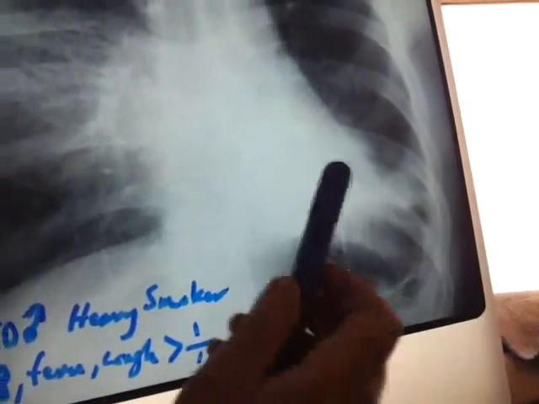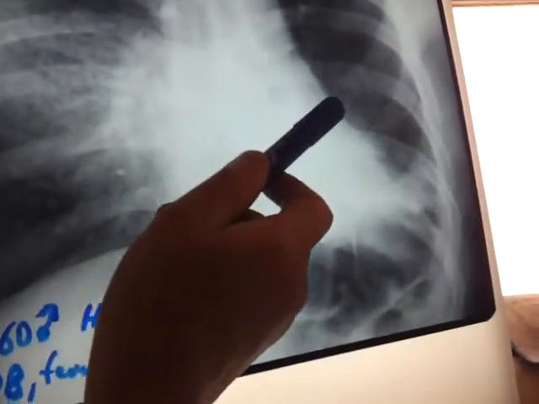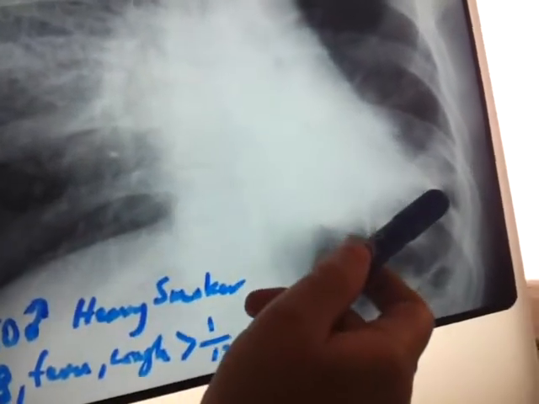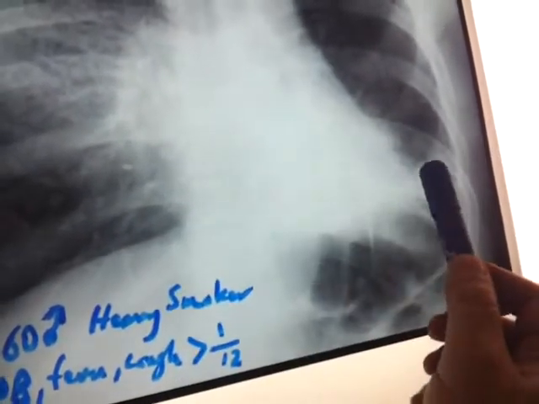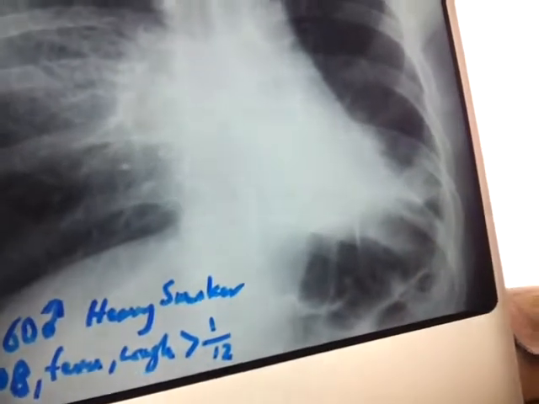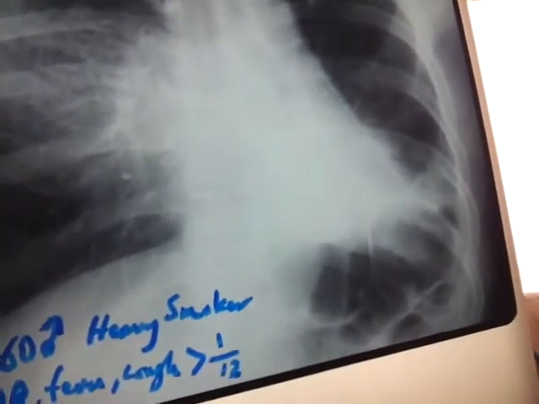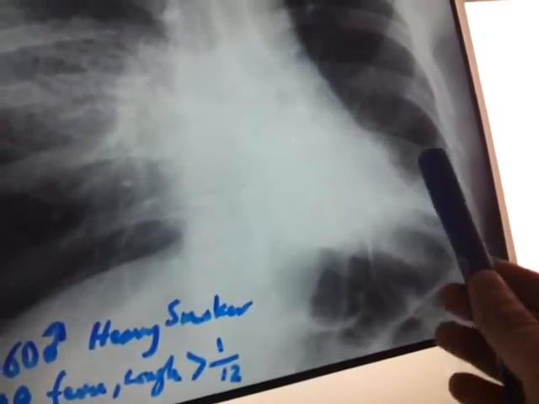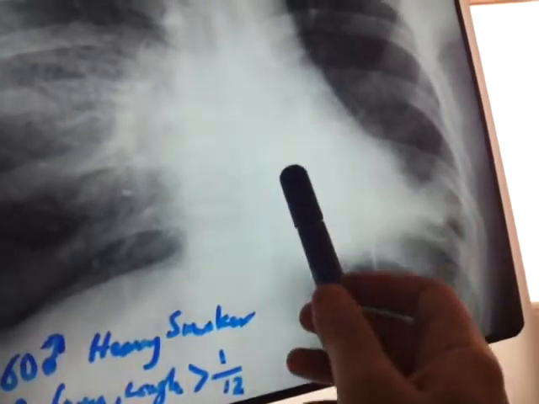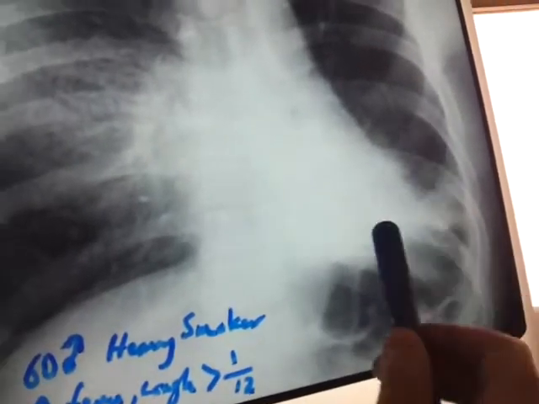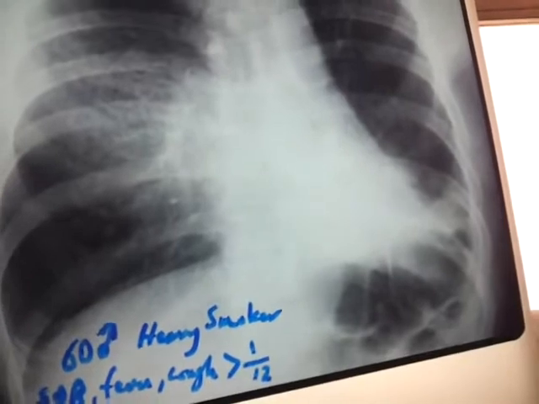And there is also obliteration, not obliteration actually, opacity on the lower part of the lung. It is behind the heart, because the heart border is clear. Therefore this lesion is not anteriorly situated, it is posteriorly situated, and the posterior structure is what? Is the left lower lobe.